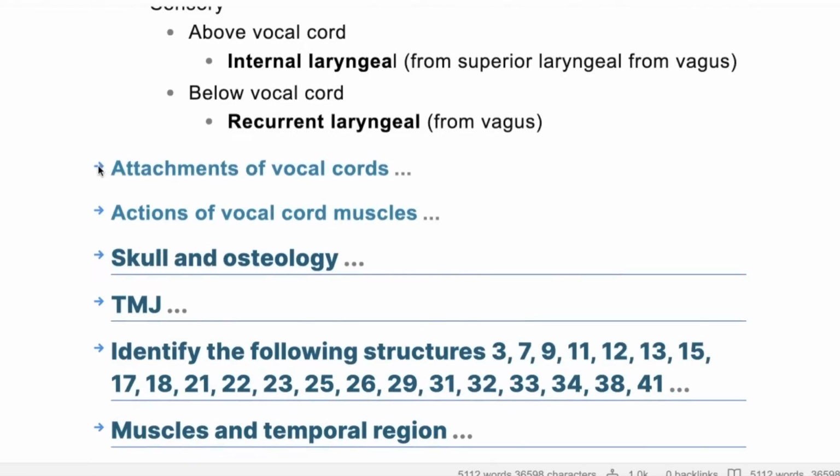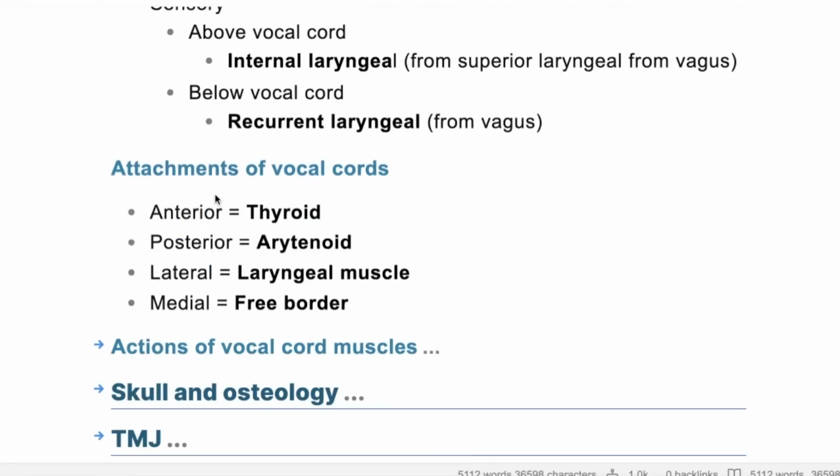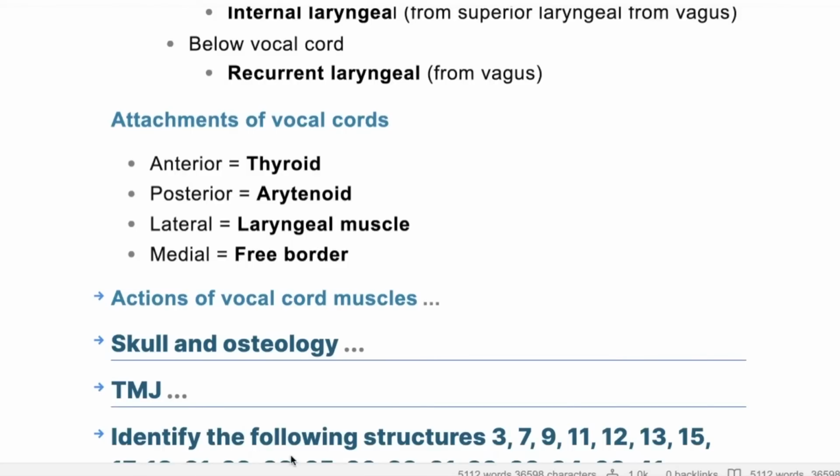So attachment of the vocal cord, you're going to have posterior attachment, anterior attachment, and lateral attachments as well. Posterior attachment is the arytenoid cartilage, anterior attachment is the thyroid cartilage, and the lateral attachment is the laryngeal muscles on the lateral wall of the cartilage. The medial attachment is actually a free border. There isn't any image in here, but it's quite straightforward if you just Google it.